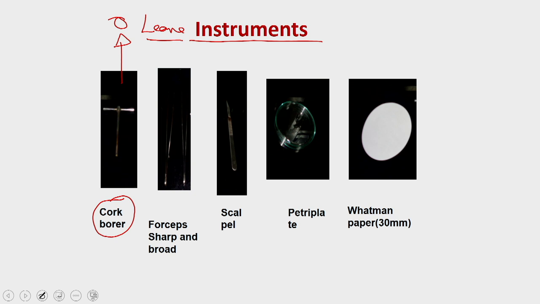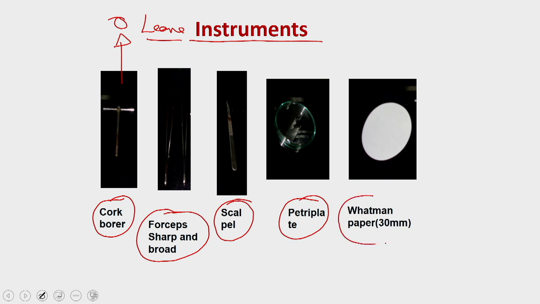different types of instruments. Then you need the forceps, which come in different types, either the sharp forceps or the broad forceps. These are the forceps you need to pick up the plant parts. Then you need a scalpel. A scalpel is required for cutting the explants if it is a root or a stem. Then you need the petri plates to keep the explants, and also you need a Whatman filter paper so that you can dry the explant before you inoculate them into the inoculation media.